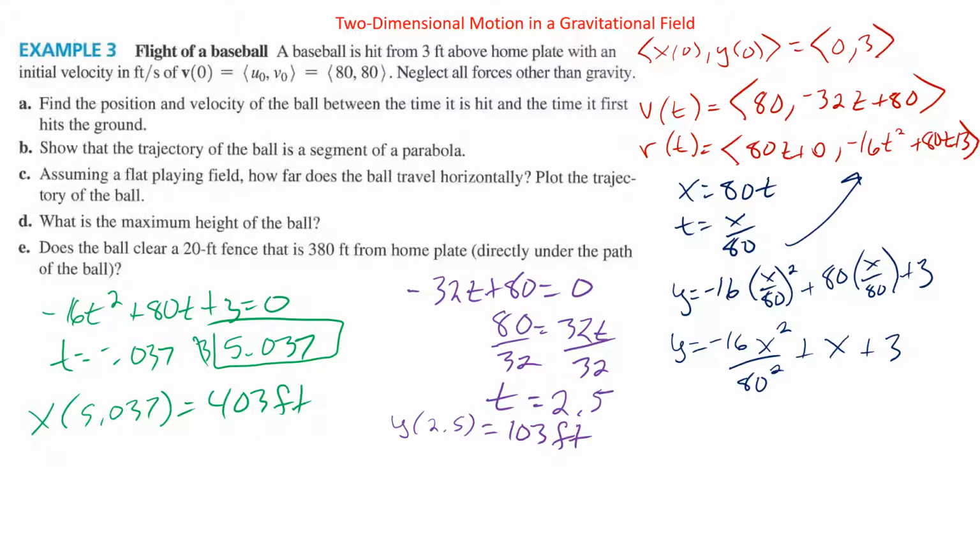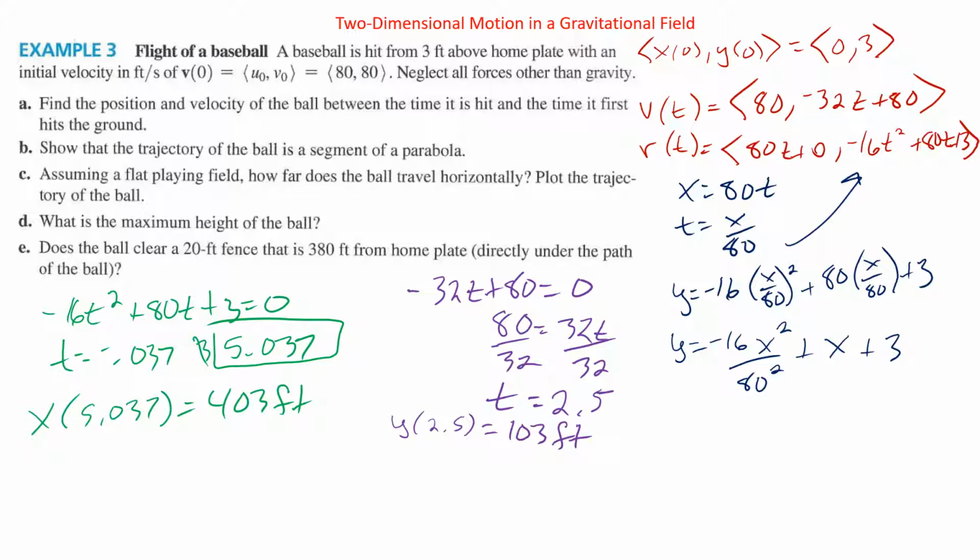So we can plug that into the position equation, do the calculations. You guys can do the calculations. You don't need to see that. And it gets to 103 feet. And then, does the ball clear a 20-foot fence that is 380 feet from home plate, which is directly under the path of the ball?